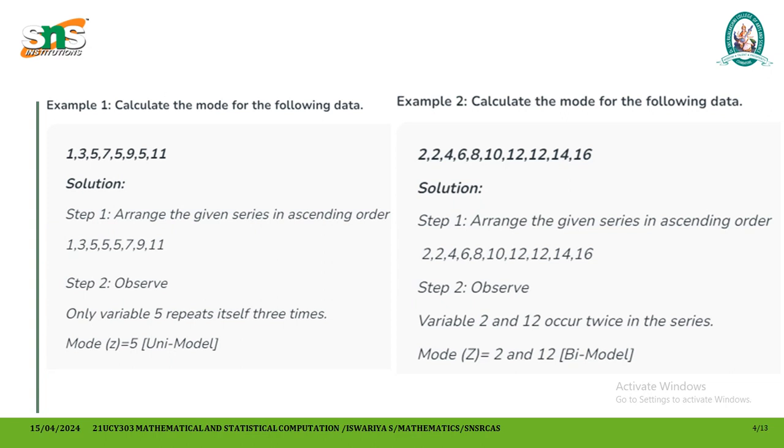In the second example, such data is given. So first we are going to arrange it in ascending order. Then we have to observe which number is repeated. So here the numbers 2 and 12 occur twice. So the value of mode will be 2 and 12. So in this problem we have two modes. So the value will be bimodal.